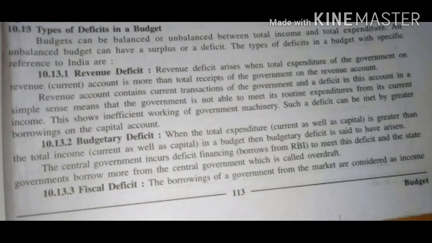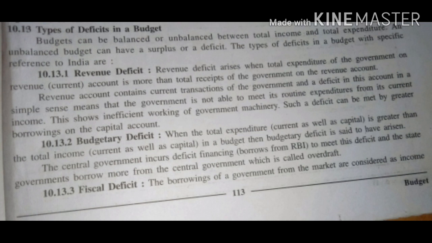Let us learn the different terms of deficit budgets, or the types of deficit budget. Revenue deficit: when in the budget revenue expenditure is more than revenue income, then the difference between these two is the revenue deficit. The formula is: revenue deficit is equal to revenue income minus revenue expenditure.